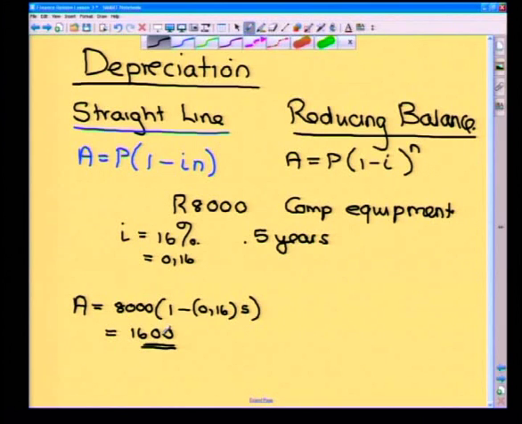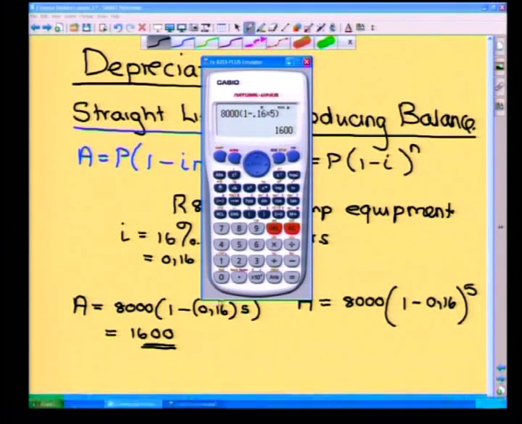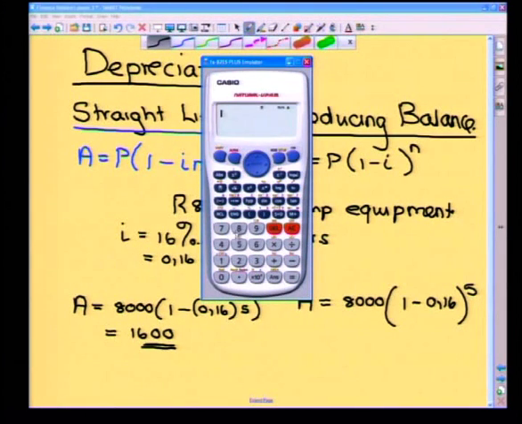But let's see what happens now on the reducing balance. Using exactly the same information, let's see how that differs. As you can see today, we really are using our calculator.